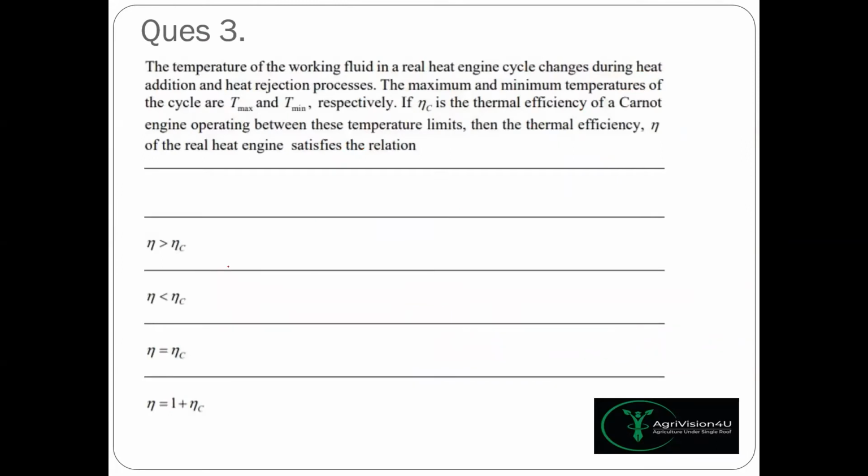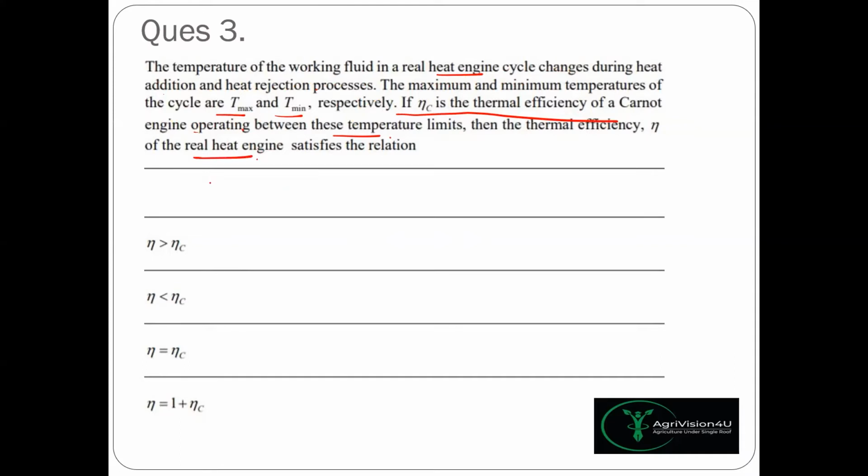Moving ahead, we'll be talking about question number 3. The question number 3 is based on heat engine cycles. So let's first read the question and decide. The temperature of the working fluid in a real heat engine cycle changes during heat addition and heat rejection process. The maximum and minimum temperatures of cycles are T max and T minimum respectively. If NC is the thermal efficiency of a Carnot engine operating between these two temperature limits, then the thermal efficiency of the real heat engine.